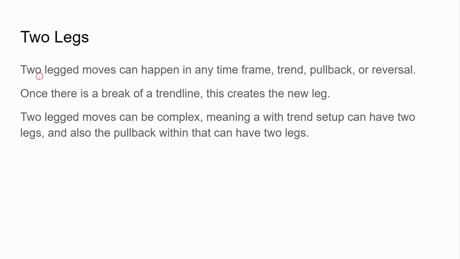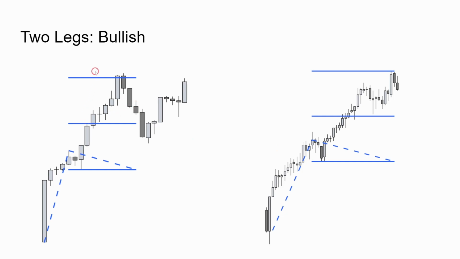Two legs. Two-leg moves can happen in any time frame, trend, pullback, or reversal. Once there is a break of a trend line, this creates the new leg. Two-leg moves can be complex, meaning a whip trend setup can have two legs, and also the pullback within that can have two legs. Here's a bullish two legs.